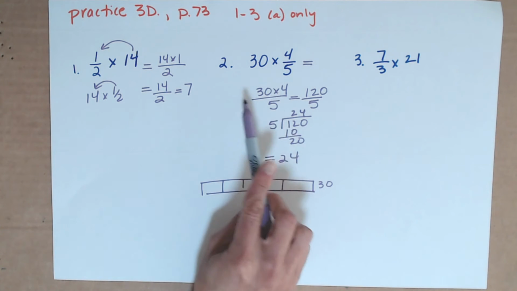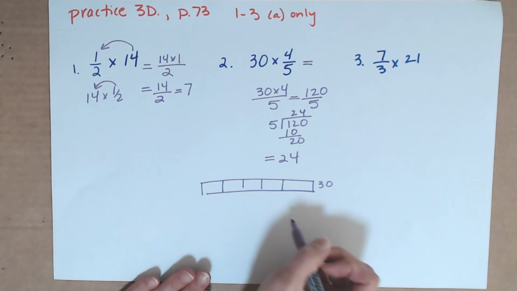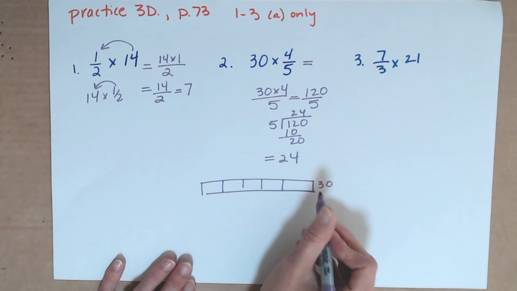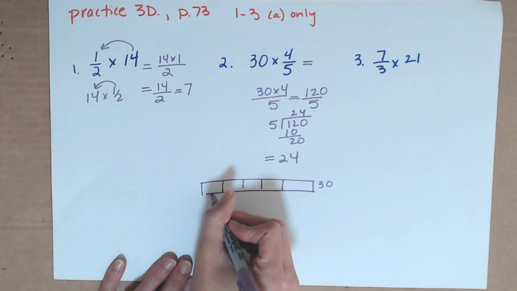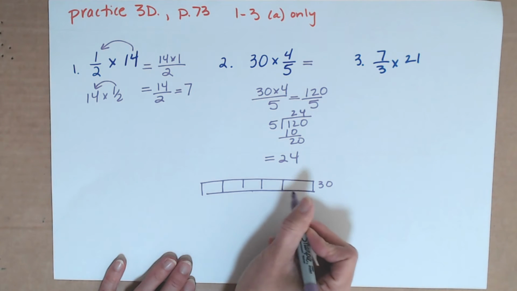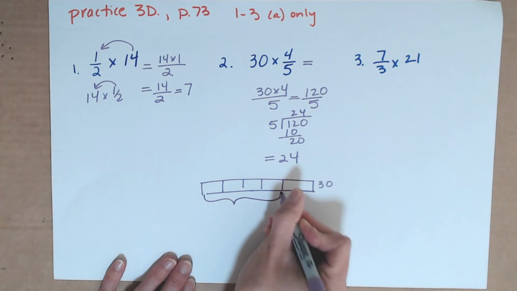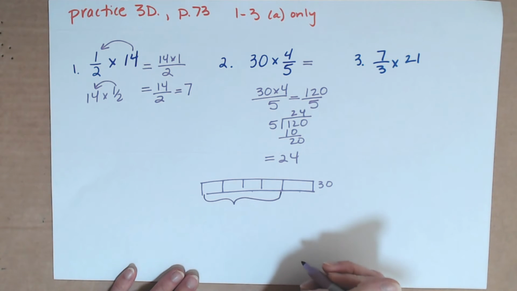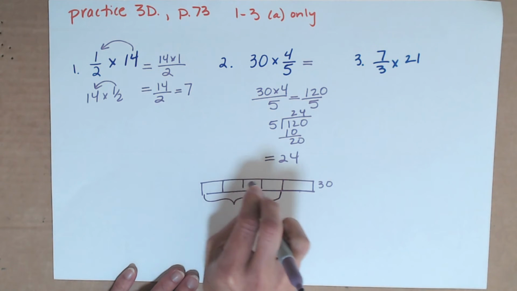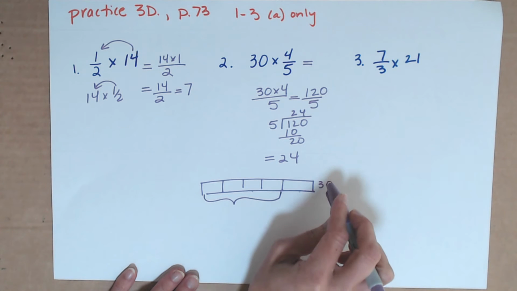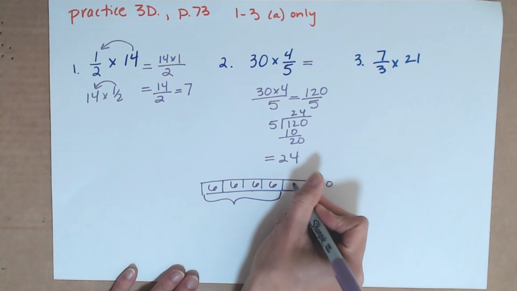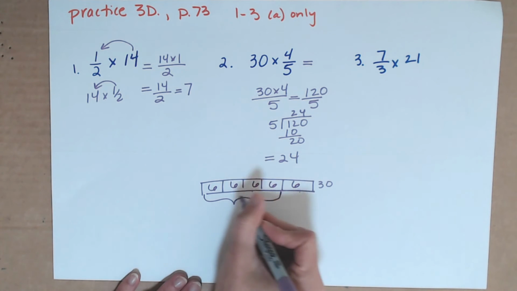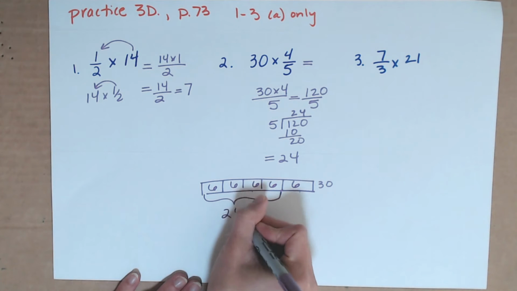We're looking at 4/5 of 30. And I was trying to show it using a bar model. So if this bar represents 30 and I want 4/5 of it, I make 5 parts, 1, 2, 3, 4, 5, and I take 4 of them. That would be 4/5 of 30. So each of these is a fifth of 30. 30 divided by 5 would be 6. So each of these is 6. So then 4/5 would be 4 of those, or 4 times 6, or 24.